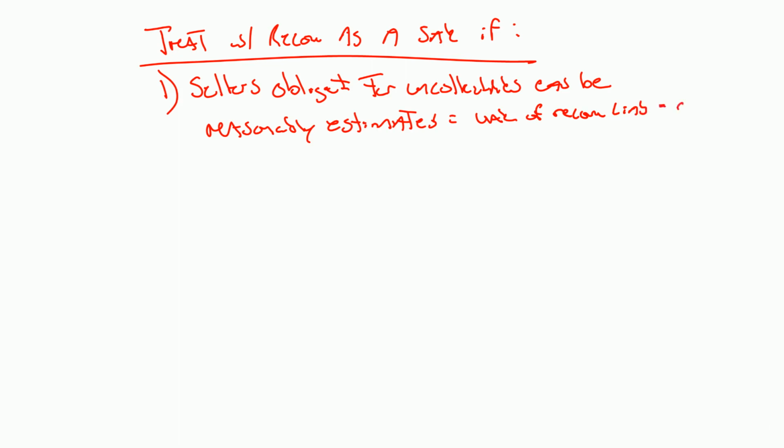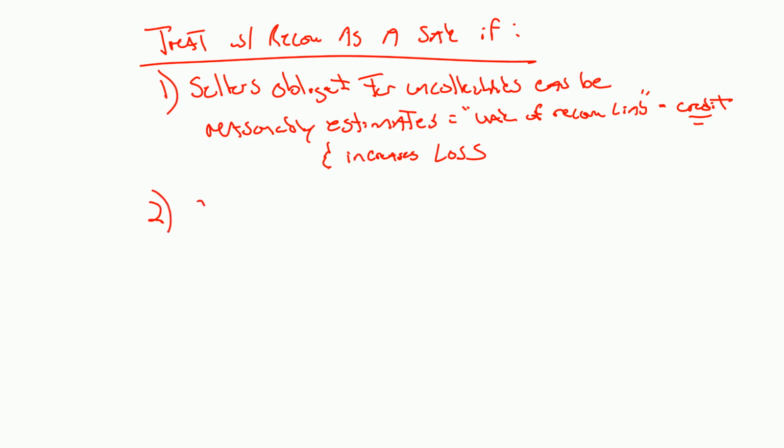And that will be a credit when we do the journal entry and increases your loss. Okay, and I'll illustrate that in a second. But if the seller's obligation for the uncollectibles can be reasonably estimated, a quote-unquote value of a recourse liability, that will be a credit in our journal entry and increases our loss.